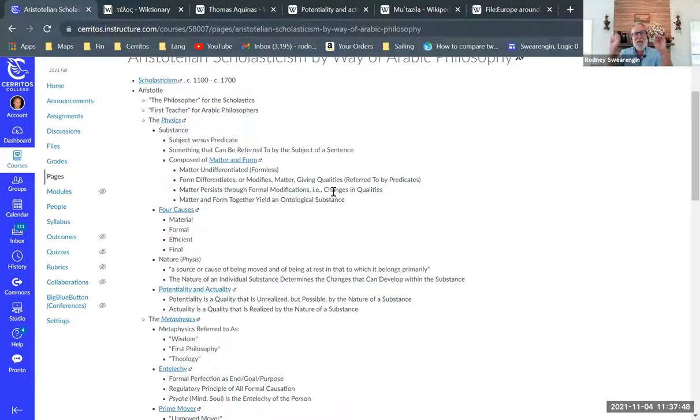And so he's just separating out matter and form conceptually. These are conceptual categories, but any material thing, any substance, has to have these two aspects. It has some material basis, but that material is in some sort of form, some sort of shape. Okay.